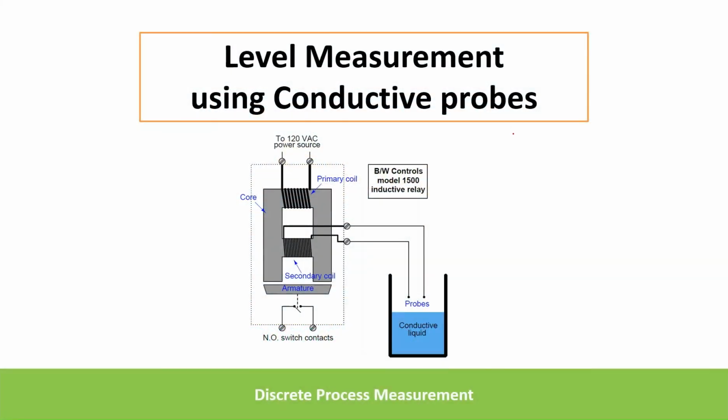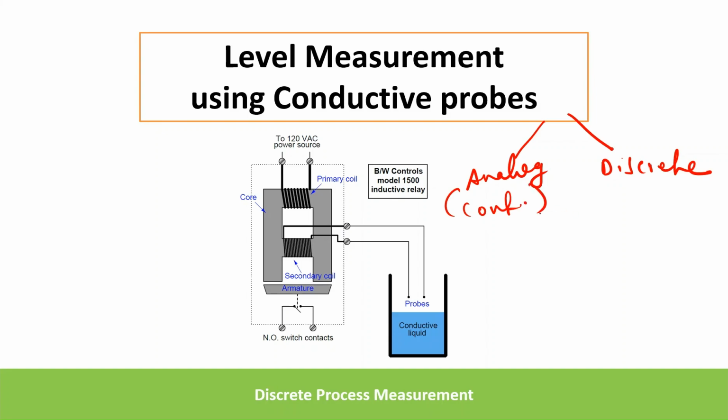In this video I'm going to discuss level measurement using a conductive probe. This is basically a discrete process measurement. If you see, process measurement can be classified as analog or discrete. Analog gives continuous information.